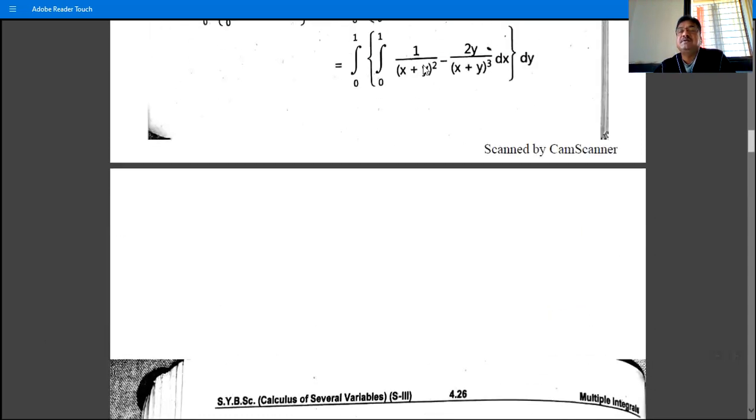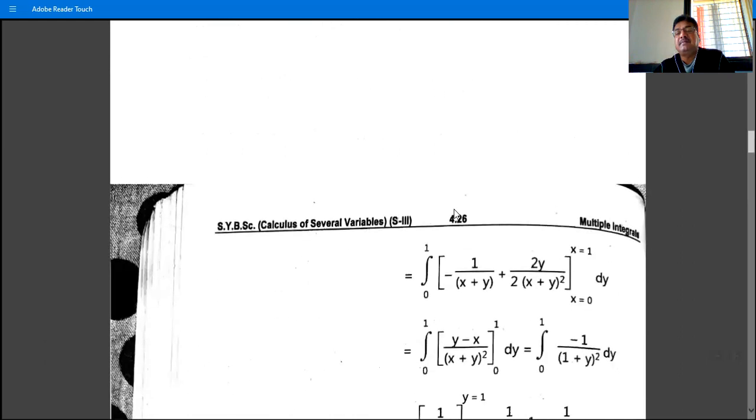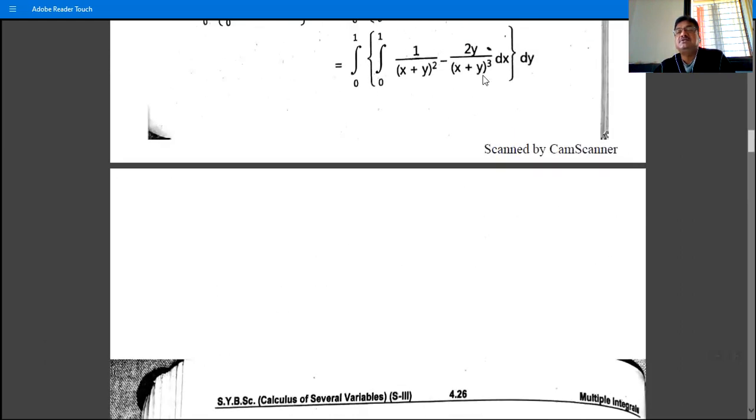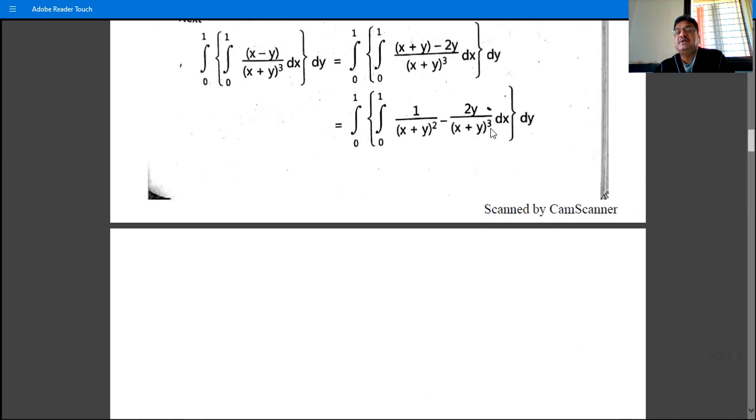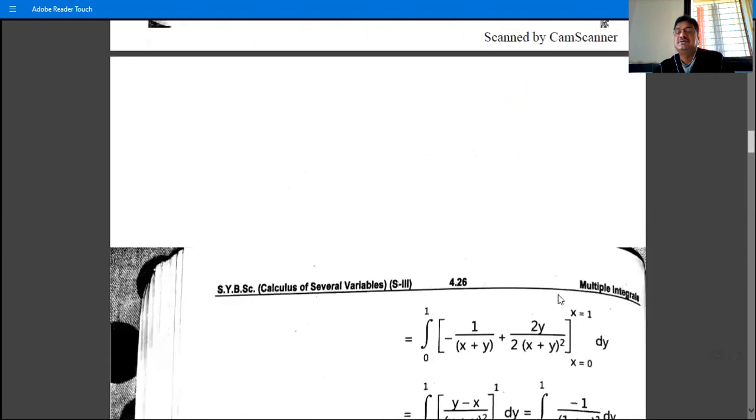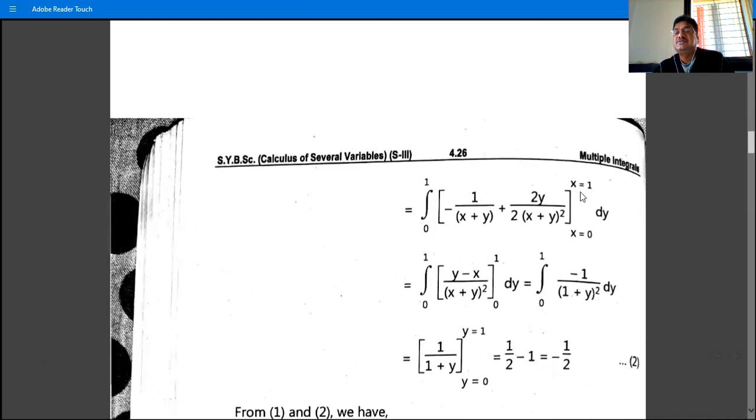Again, 1 by (x+y) square means (x+y) raised to minus 2. Its integration is (x+y) raised to minus 2 plus 1 divided by minus 2 plus 1. And here, for (x+y) raised to minus 3, 2y is a constant, so 2y stays as it is, and the integration of (x+y) raised to minus 3 is (x+y) raised to minus 3 plus 1 divided by minus 3 plus 1, that is minus 2 by minus 2. And minus minus becomes plus. So we have this, with x running from 0 to 1, and then we find the value of this bracket.